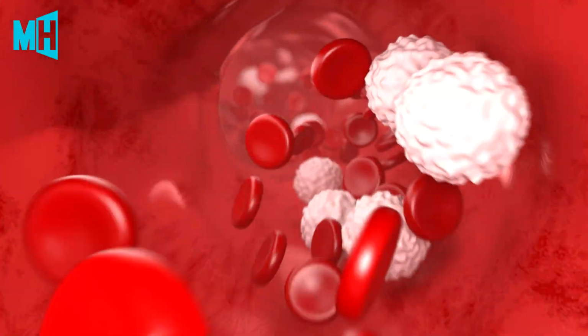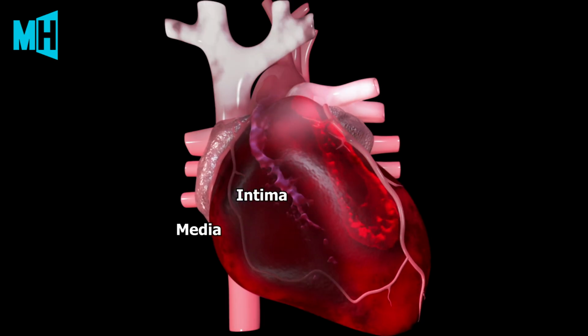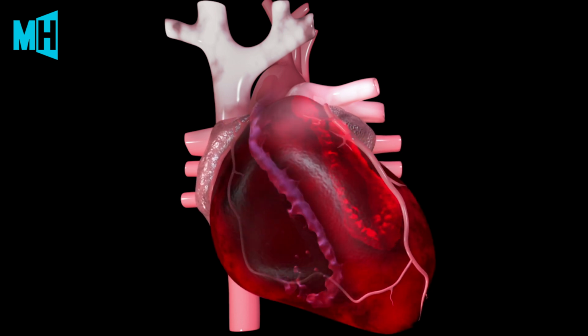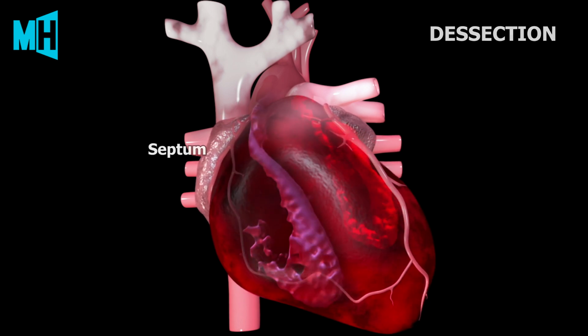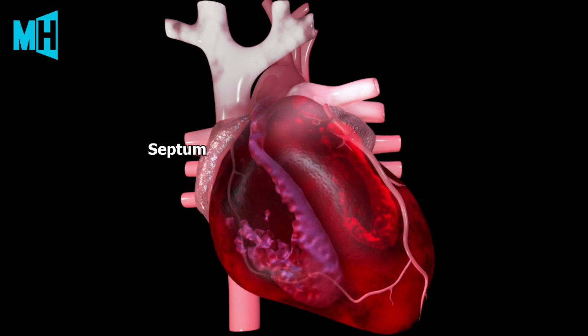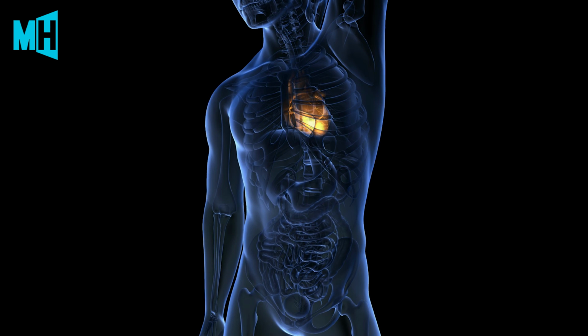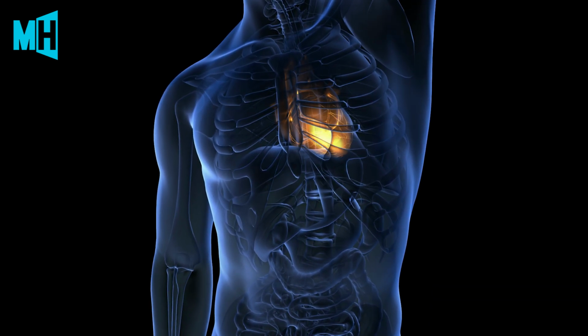The force of blood pumping can split the layers of the artery wall, allowing blood to leak in between the intima and media layer. This process is called a dissection. As a result, a septum forms and separates the true lumen from the newly created false lumen. The aneurysm can also burst completely, causing bleeding inside the body.